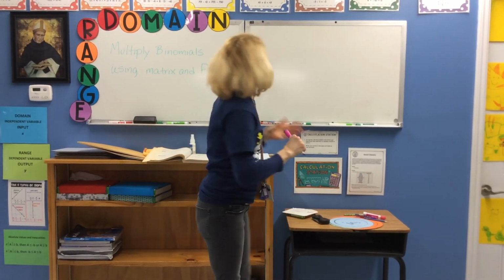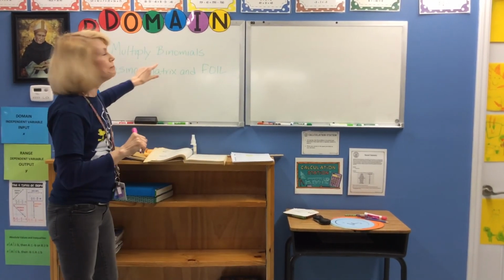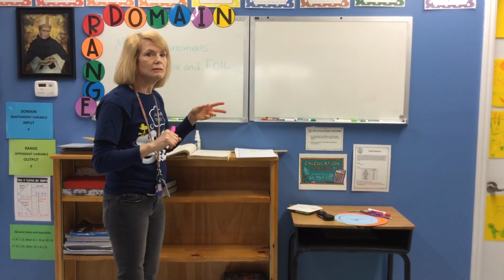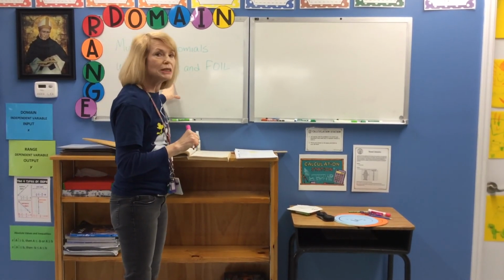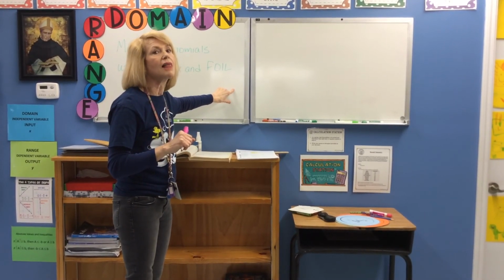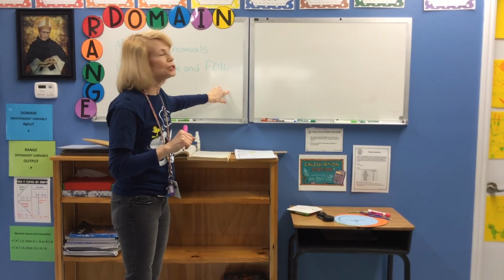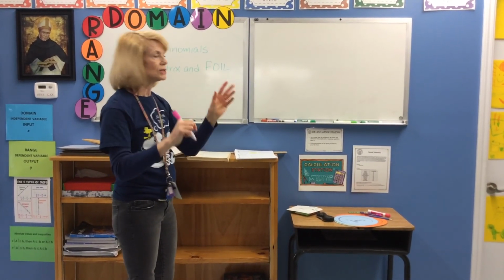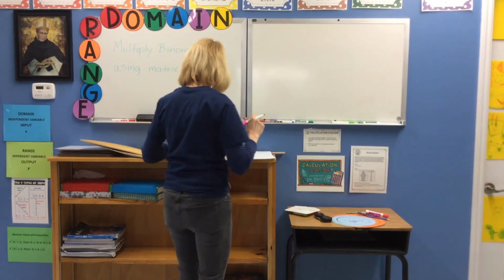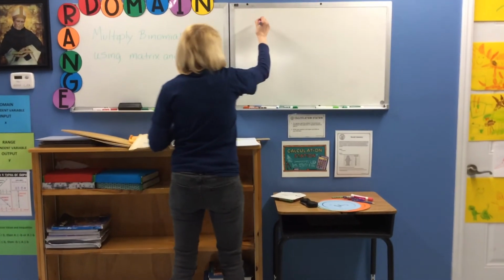Okay, today we're going to work on multiplying binomials using two different methods. Using a matrix and using a method called FOIL that we'll talk about a lot. Okay? I'm going to show you how to do it using a matrix first. So multiplying a binomial times another binomial. I'm going to take an example from your book.